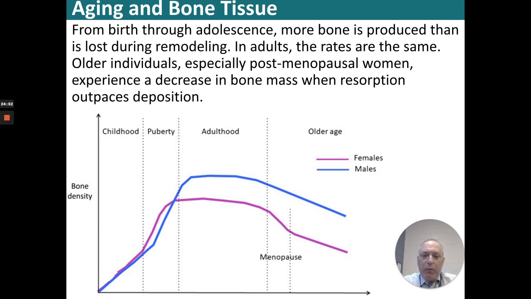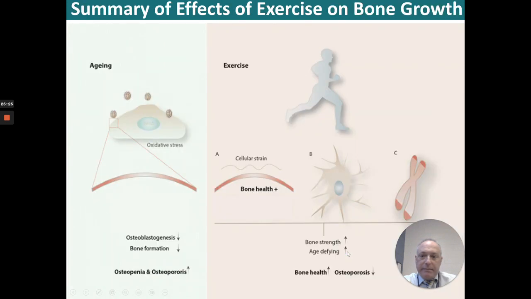Aging is associated with some bone issues, and bone density, which is a great measure of bone strength and remodeling, shows the increase through childhood and puberty and plateauing in adulthood. And then after menopause, especially after the protective effects of estrogen are relieved, there is, especially in women, a decrease in bone density. So exercise can strengthen this.